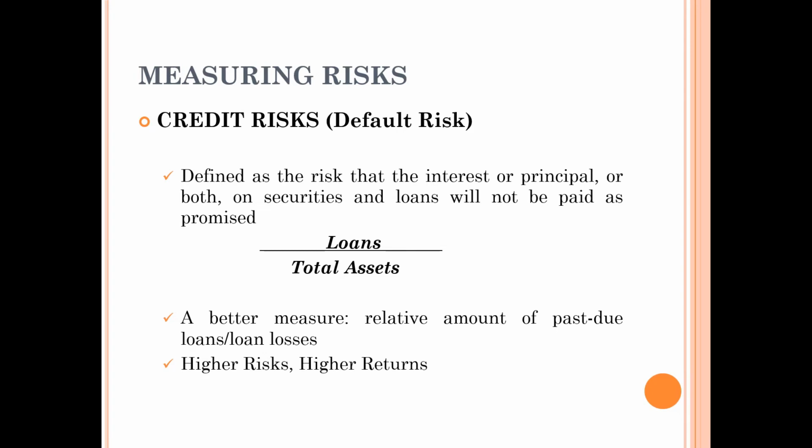The third one is the credit risk or default risk. It is defined as the risk that the interest or principal or both on securities and loans will not be paid as promised. So the formula is loans over total assets. A better measure is the relative amount of past due loans or loan losses. The higher the risk, the higher the returns.